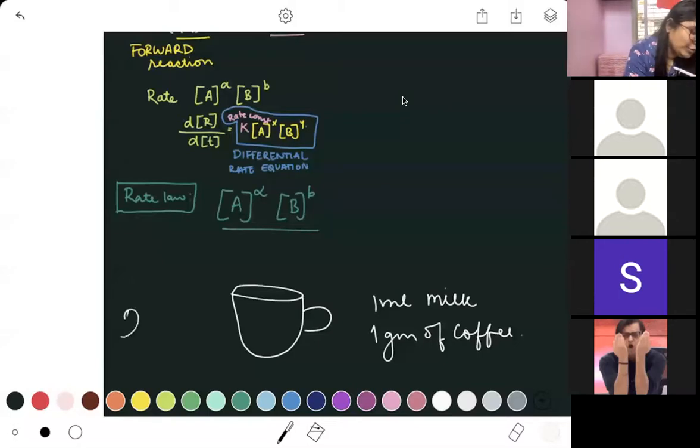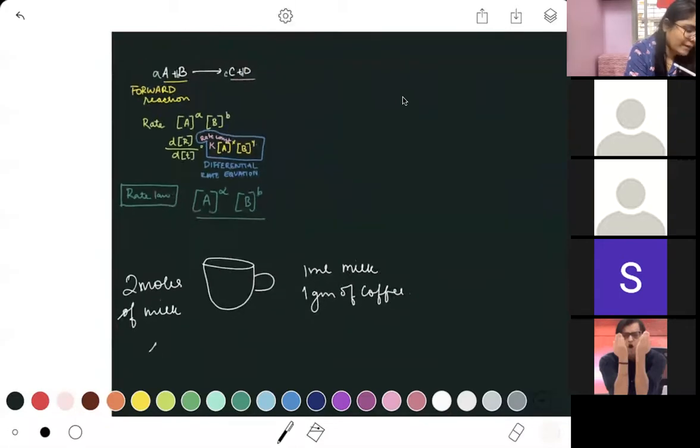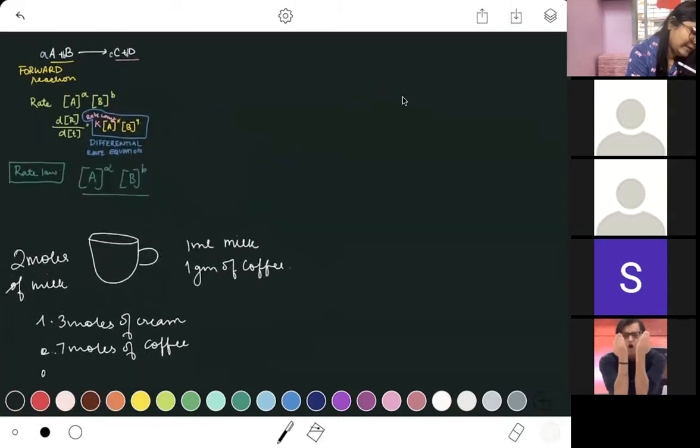which means 2 moles of milk, and 1.3 moles of cream, 0.7 moles of coffee, and 0.2 moles of cinnamon. This is the concentration of the reactants to make the perfect cup of coffee.